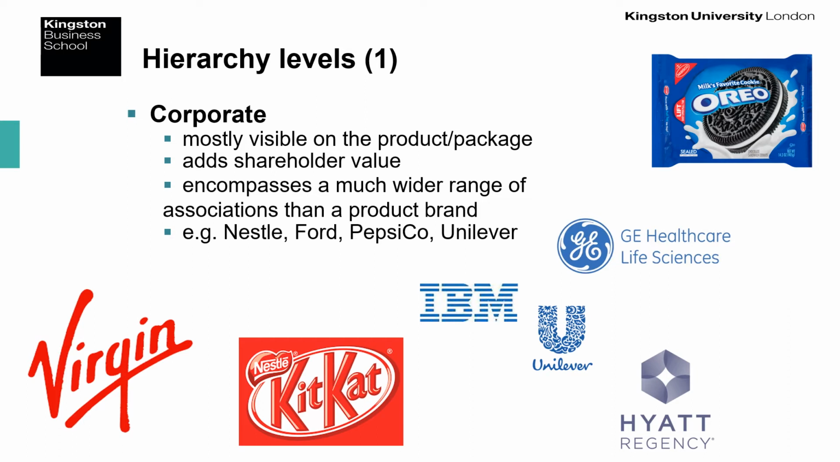So the examples you can see on this slide, KitKat, for example, showcases its owner's name, Nestle, very clearly on the packaging. Top right of your slide, you can see a packet of Oreos, biscuits or cookies. And the corporate name is shown here in a red triangular flash, top left of the packaging. It's Nabisco, which is actually part of the Mondelez company.